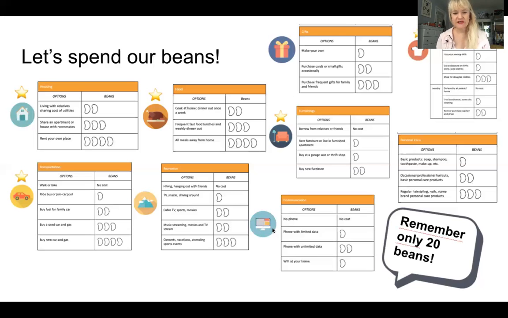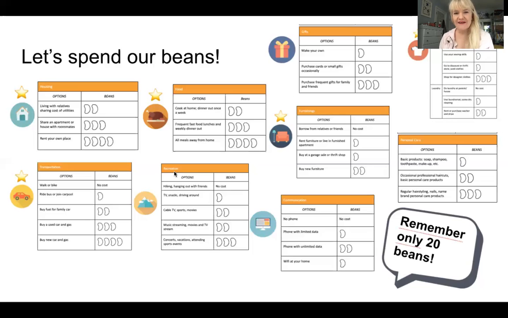This one has a picture of a computer, and the name of the category is communication. The last category has a picture of a mountain, and the name of the category is recreation. So what do you think that it means if the category has a star? I'll tell you. It means that the category is a need.